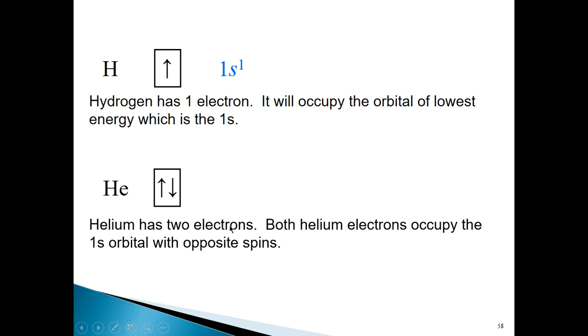And we can write the electron configuration as 1s2. And of course, the 2 electrons occupying the same orbital must be spinning in opposite directions. So this is the electron configuration of helium. All right. The next element in line is lithium.